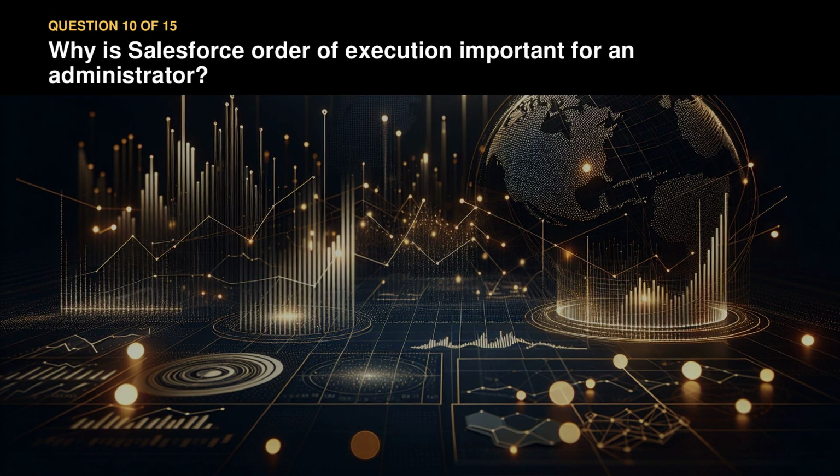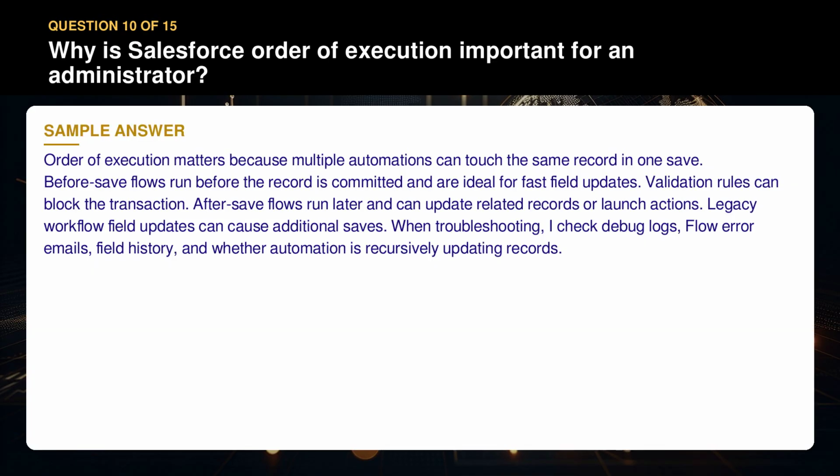Question 10. Why is Salesforce order of execution important for an administrator? Order of execution matters because multiple automations can touch the same record in one save. Before save flows run before the record is committed and are ideal for fast field updates. Validation rules can block the transaction. After save flows run later and can update related records or launch actions. Legacy workflow field updates can cause additional saves. When troubleshooting, I check debug logs, flow error emails, field history, and whether automation is recursively updating records.